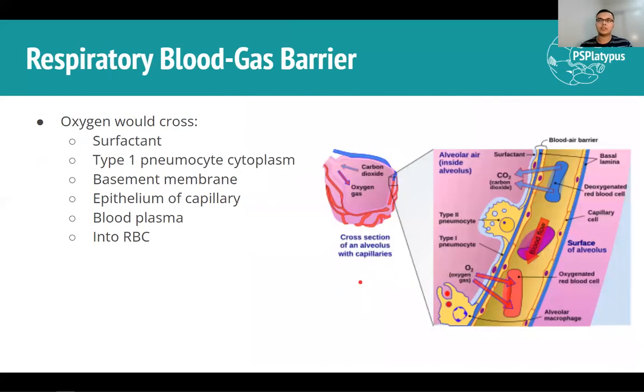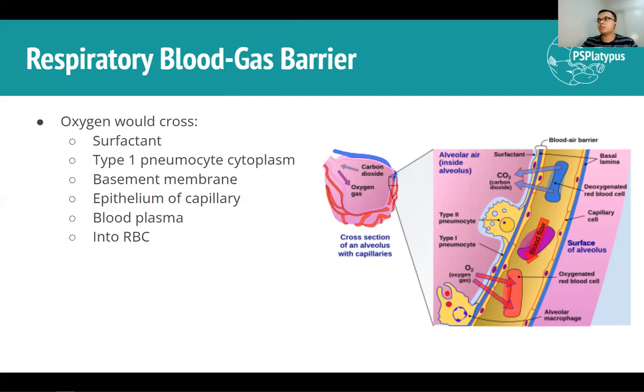All right, so now we come to the respiratory blood-gas barrier. So this refers to how gases are actually exchanged across the alveolar membrane. Now, if you look at oxygen, for example, which is absorbed into the bloodstream, you can notice that it has to pass through quite a few layers before it can actually reach our red blood cells and oxygenate them.